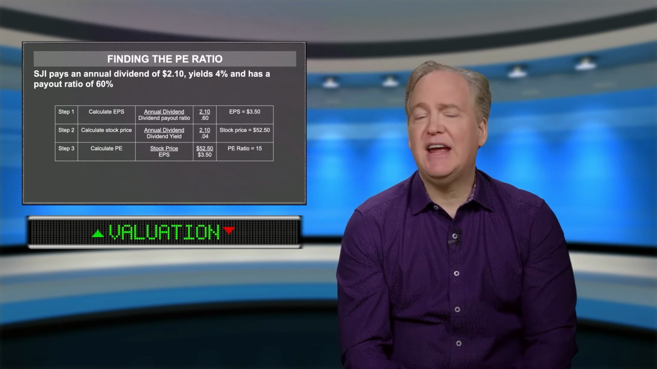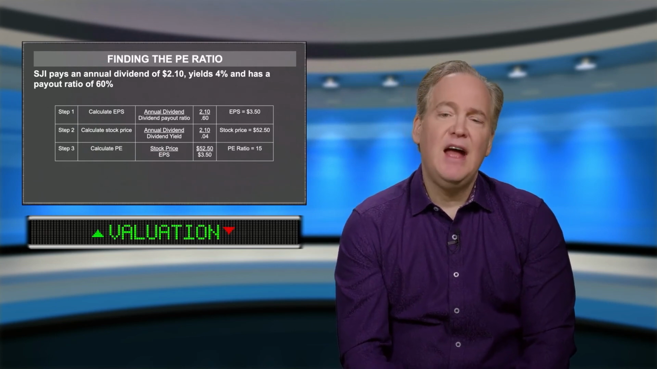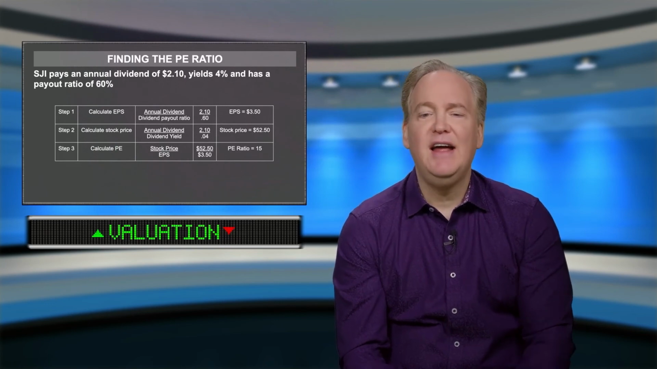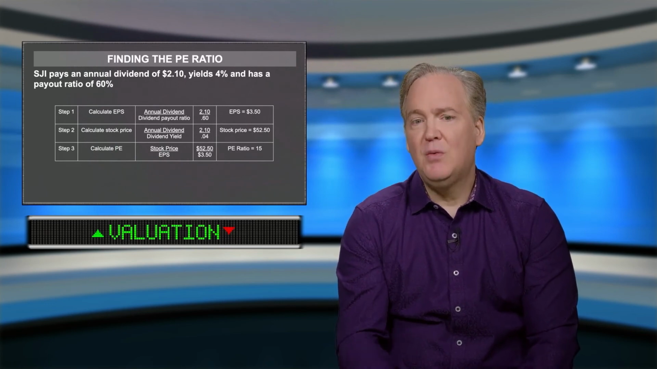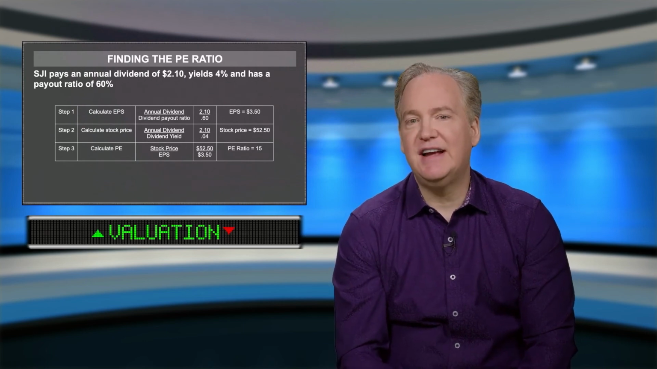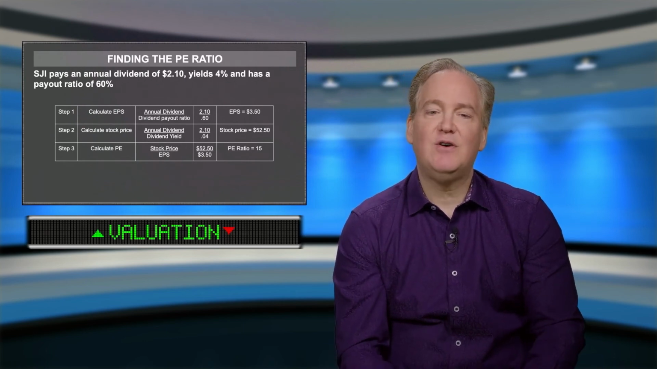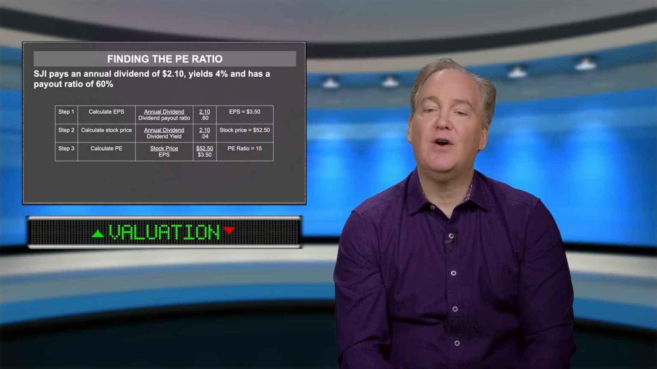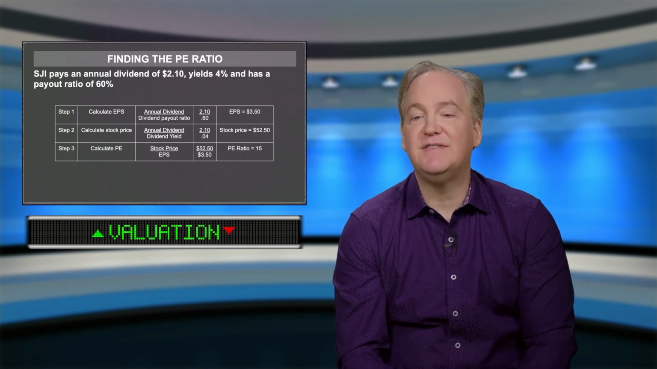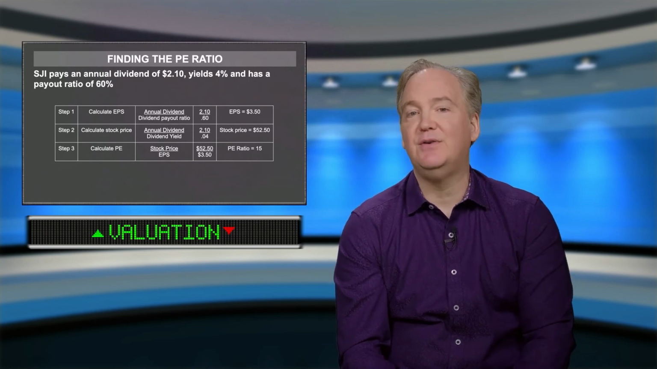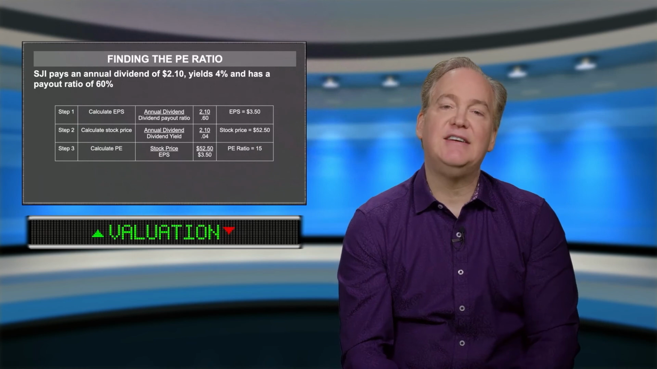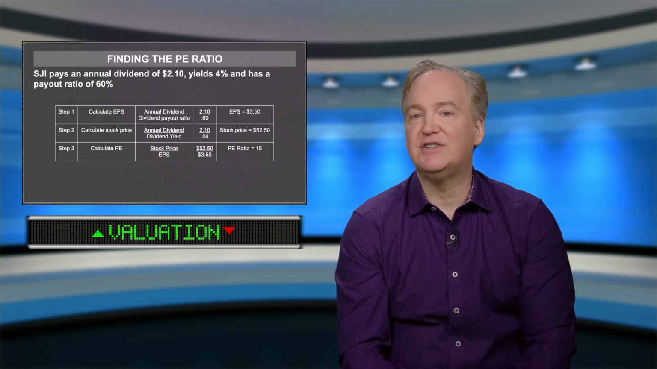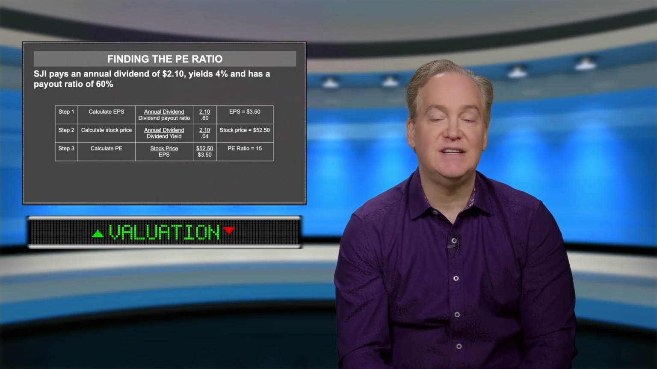The first step would be to calculate the earnings per share. And the earnings per share would be determined by the annual dividend divided by its dividend payout ratio. Well, in the data provided, we see that the dividend is $2.10, and the corporation has a dividend payout ratio of 60%. So we know that our earnings per share are $3.50. So it's the annual dividend of $2.10 divided by that dividend payout ratio of 60%. And that's how we arrive at the earnings per share of $3.50.